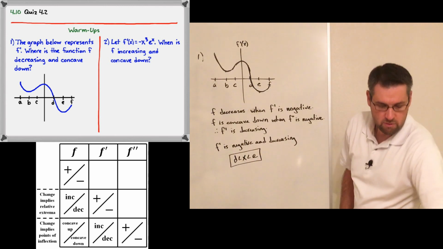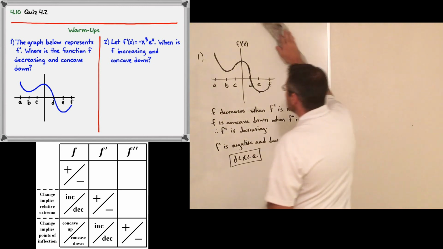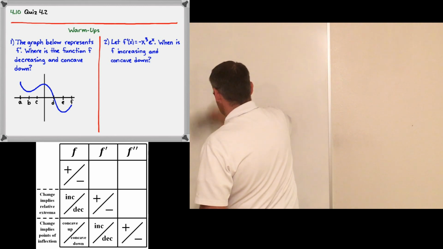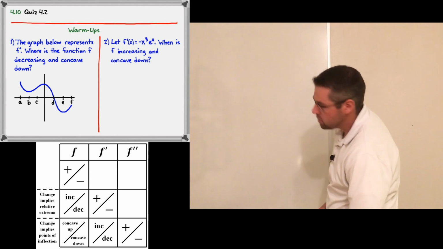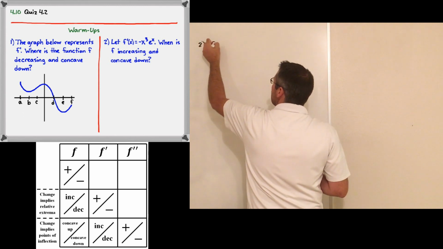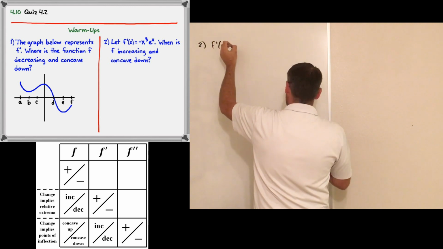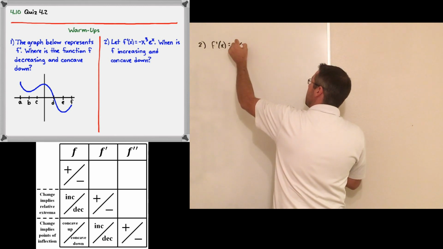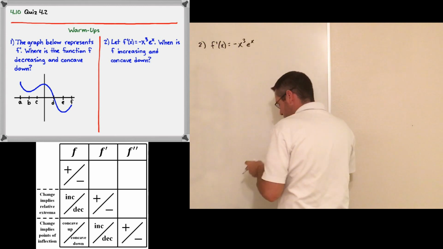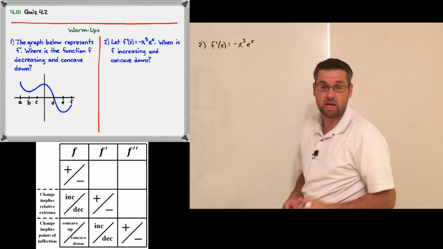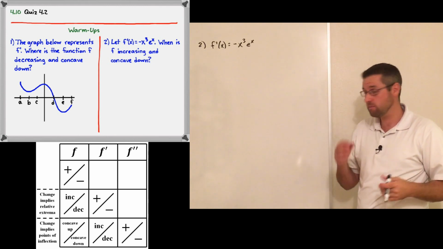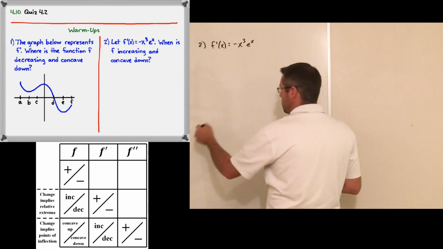Okay. For number 2, in the warm-up, we're given a function. Now this function is f prime. So it says that f prime of x is equal to negative x cubed e to the x. And we're looking for when f is increasing and concave down. Well, it's pretty easy to see when f is increasing because we're looking at the f prime graph. So I'm going to go ahead and write this down here.